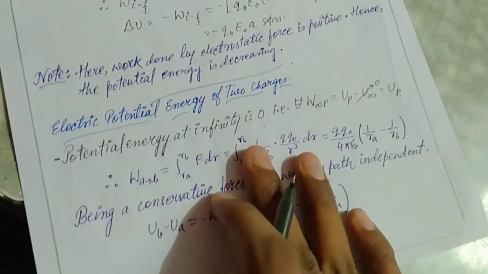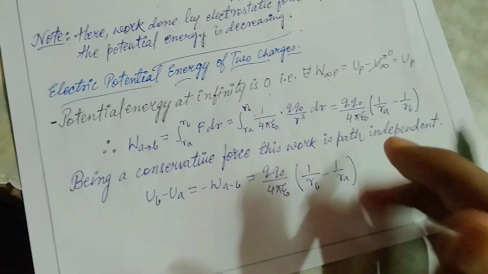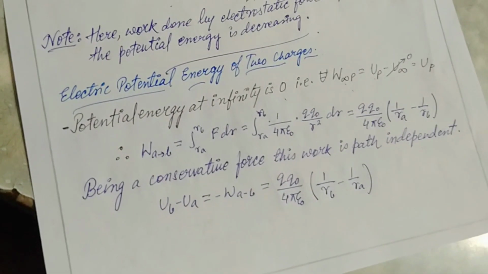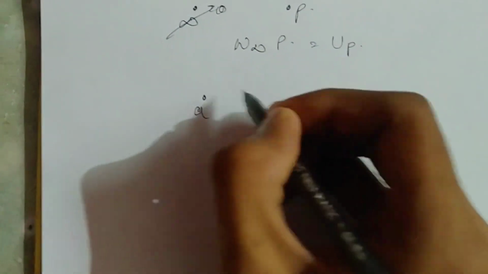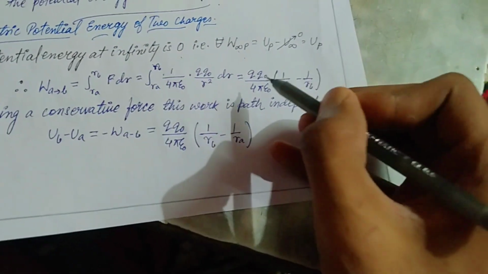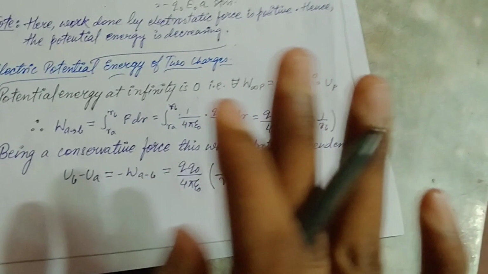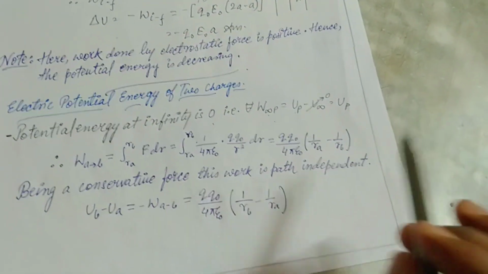This is what we are trying to show here. And the work done is the UP. The work done is q q naught by 4 pi epsilon naught 1 by RA. When we take two bodies, not at infinity, like here point A and point B, the work done will be q q naught by 4 pi epsilon naught, and this is basically the force into the displacement.